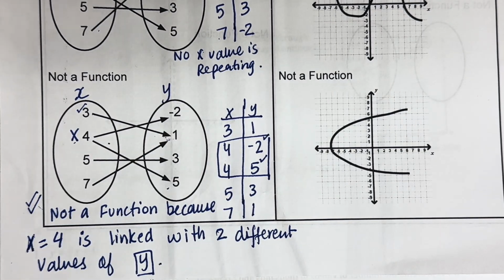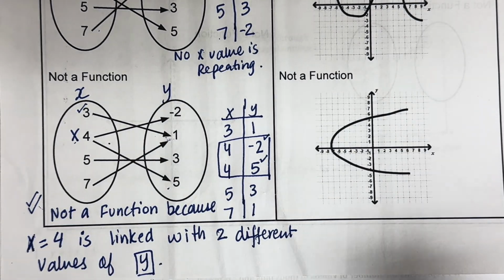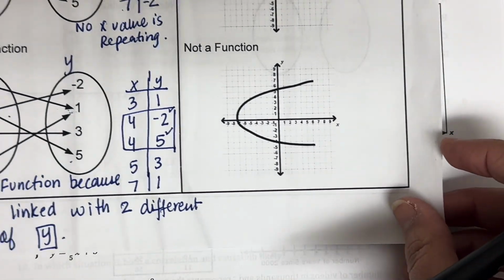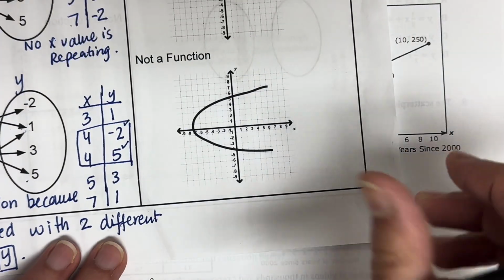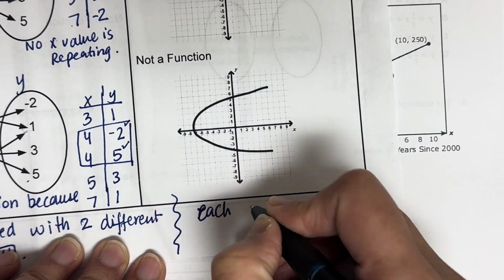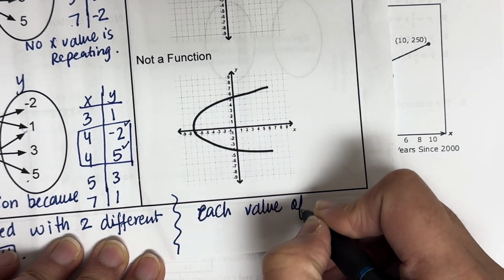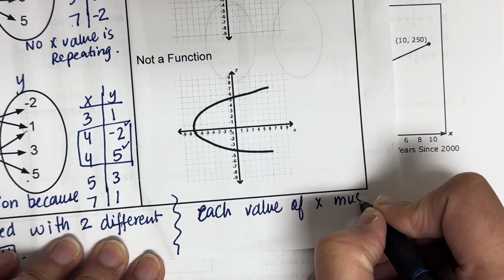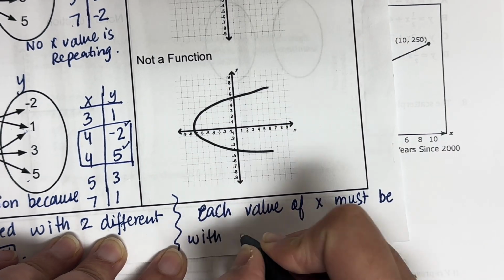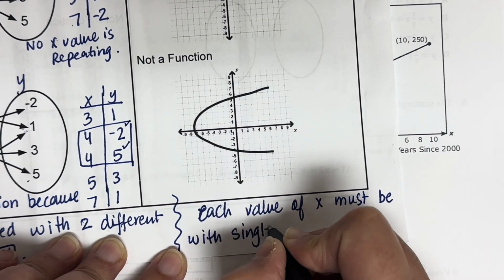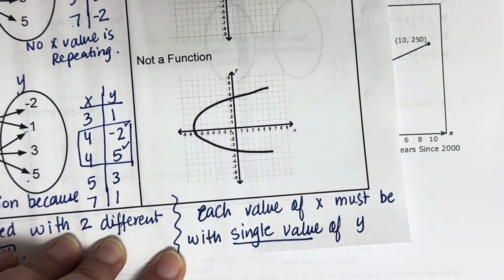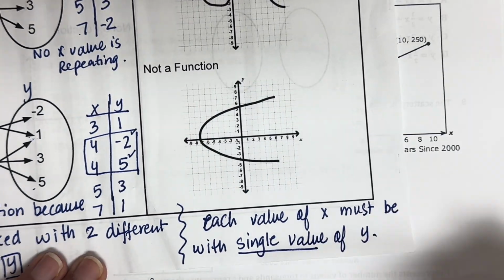You need to pay attention to this one and you need to remember this one. X should always be linked with only one value of y. So let's write it down one more time. So your definition of function is each value of x must be with just a single value of y. That's the key to remember.